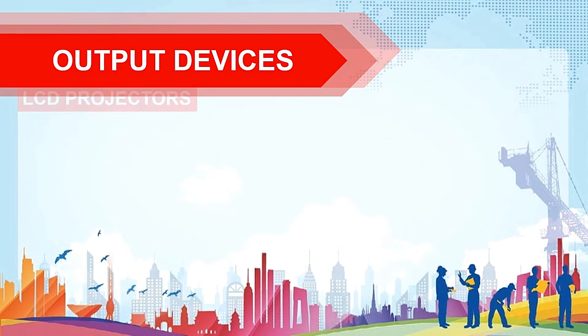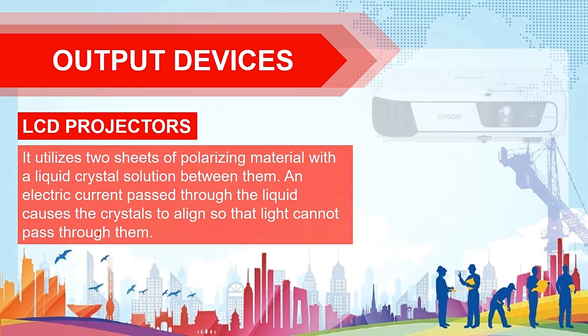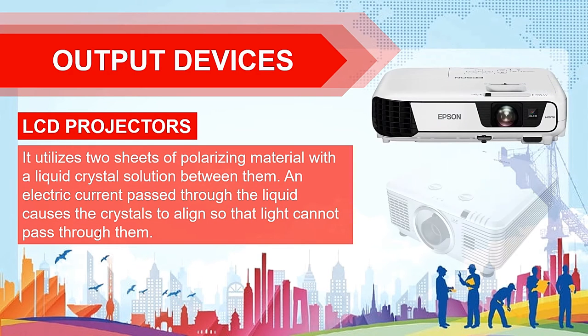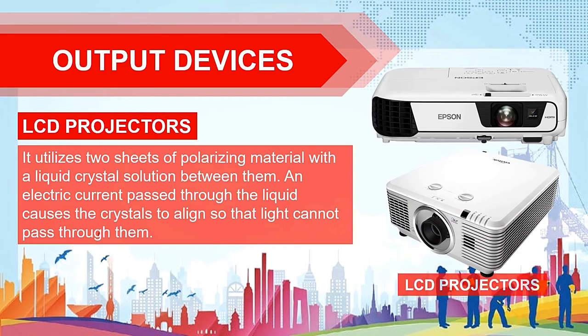Another example of output devices is the LCD projectors, which utilize two sheets of polarizing material with a liquid crystal solution between them. An electric current passed through the liquid causes the crystals to align so that light cannot pass through them.